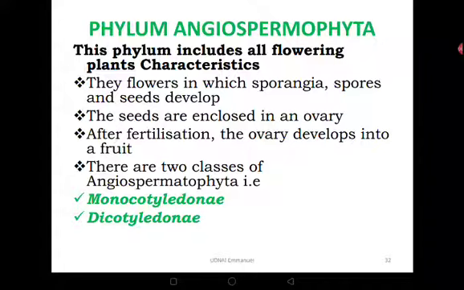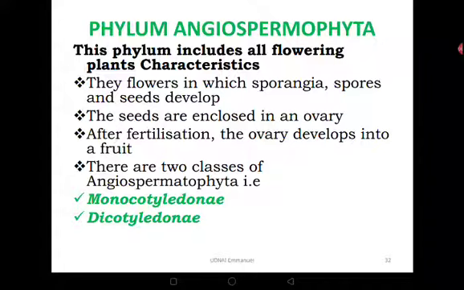There are two major classes in this phylum. Class Monocotyledonii. Let's pronounce together: class Monocotyledonii. And then the other one is class Dicotyledonii. Class Dicotyledonii. So those are the two major classes in phylum Angiospermophyta.